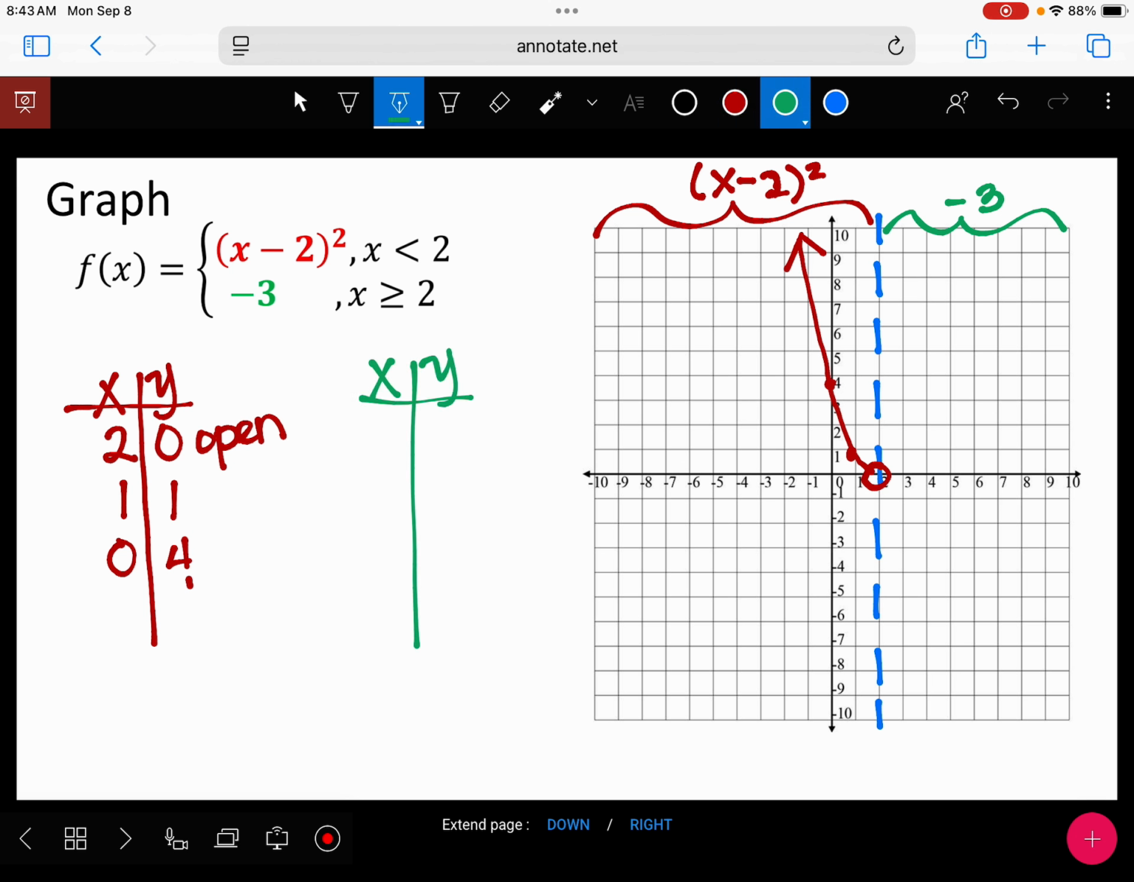And now for this one, this is the best one, because it doesn't matter what we pick, your y is just -3. There is no formula. It's -3. So I'm going to start it at 2 and pick numbers bigger than 2. So can I use 1 and 0 again? No, I'm just going to use 3 and 4. And I don't make a chart for a horizontal line, okay? Normally, if it's -3, I would just go down to the -3, put a closed circle, and just draw a horizontal line. You don't need a chart for a horizontal line. And that's it. That's your piecewise.